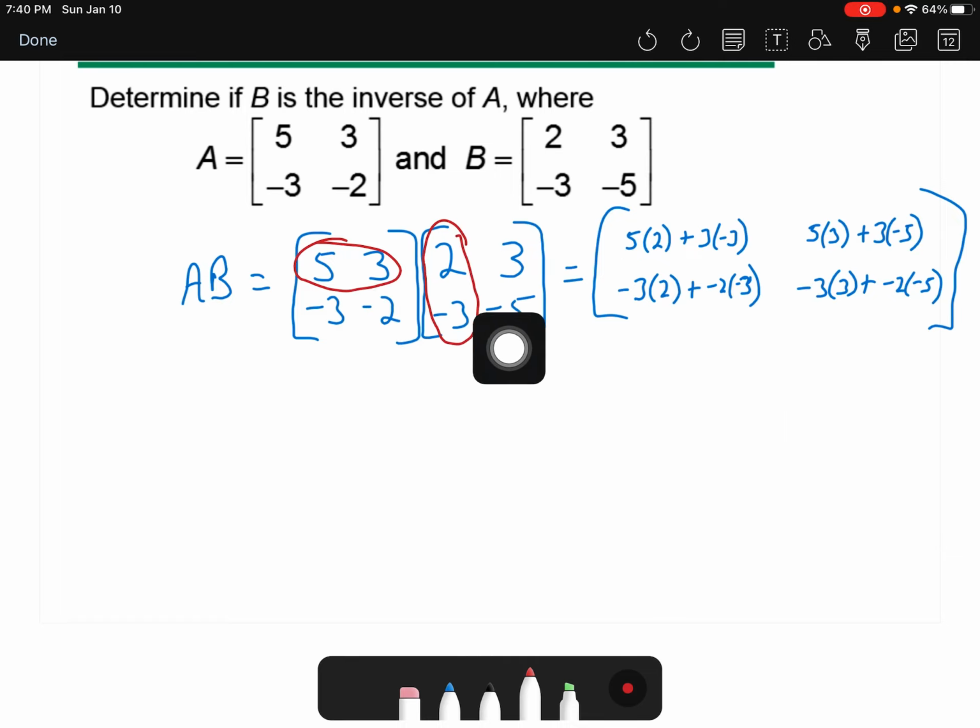So 5 times 2 plus 3 times -1, got that. Then we're going to go to first row, second column, so 5 times 3 and 3 times negative 5. Bottom row here, negative 3 times 2, negative 2 times negative 3. And then finally, bottom row and last column, so that would be negative 3 times 3 plus negative 2 times negative 5.